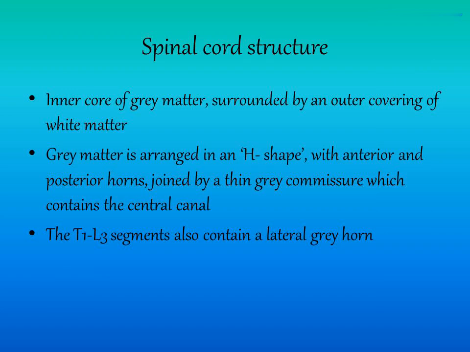Spinal cord structure. There is an inner core of gray matter, surrounded by an outer covering of white matter. The gray matter is arranged in an H shape, with anterior and posterior horns, joined by a thin gray commissure which contains the central canal. The T1 to L3 segments also contain a lateral gray horn.